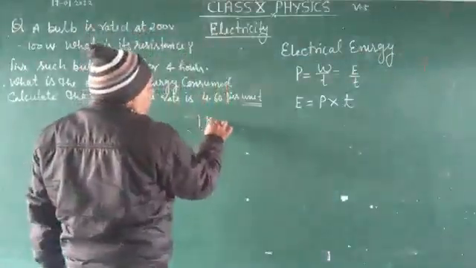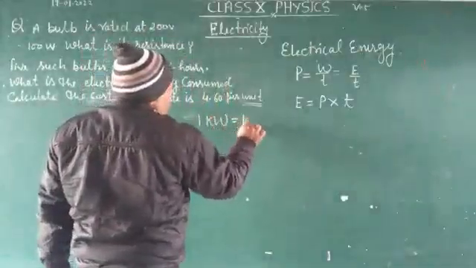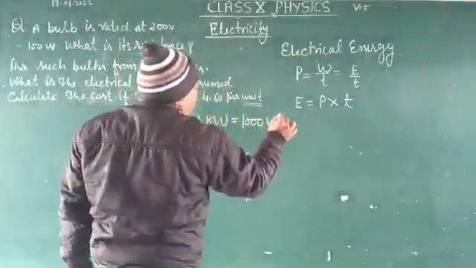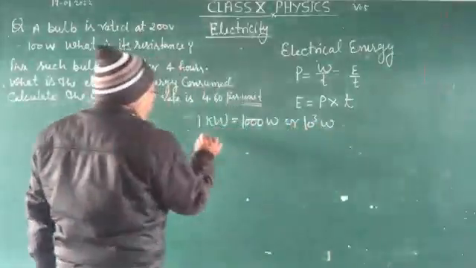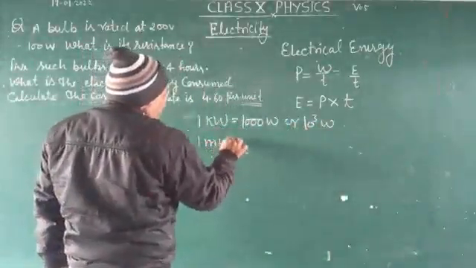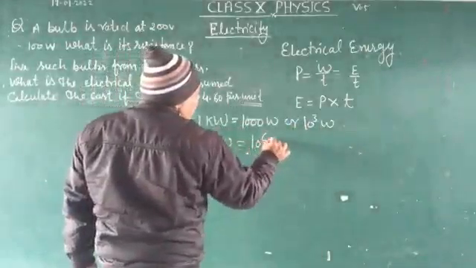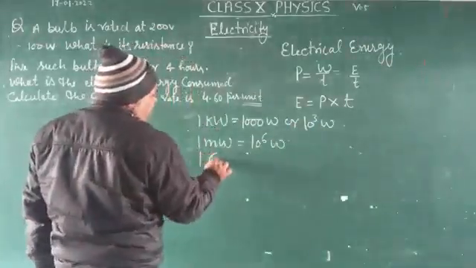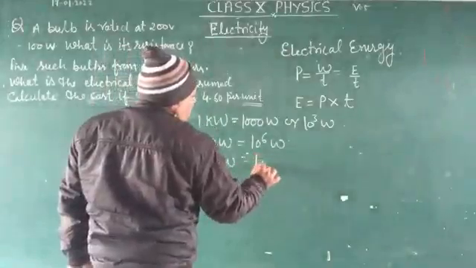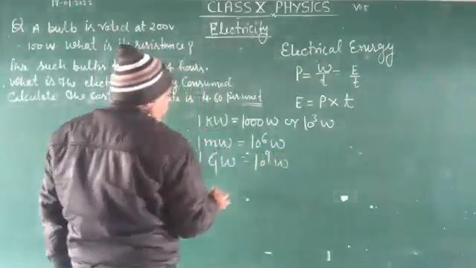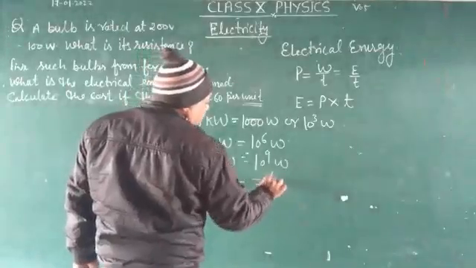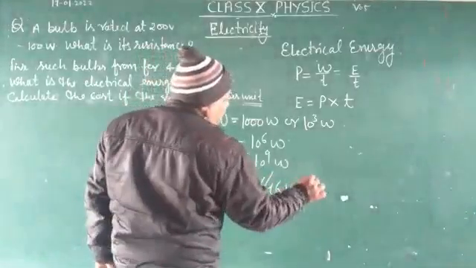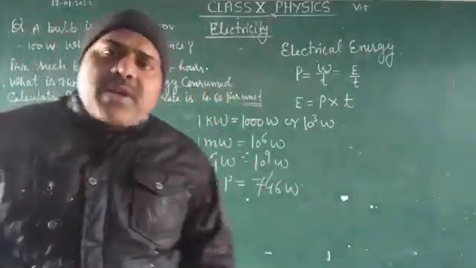First, kilowatt is equal to 1000 watt or 10 to the power 3 watt. Okay, and next megawatt, 10 to the power 6 watt. Next, gigawatt is equal to 10 to the power 9 watt. And next, HP. HP means horsepower, 746 watt. Okay, these are the bigger units of electric power.